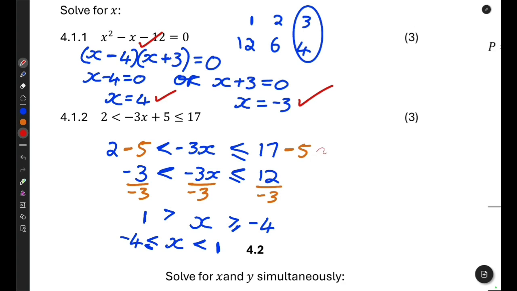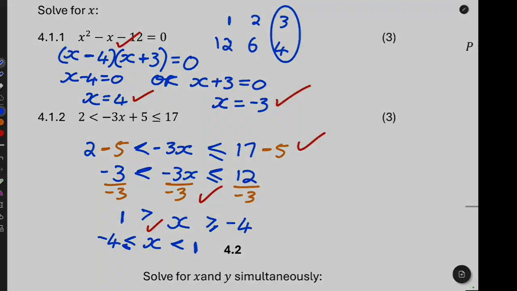I get marks for moving the 5 correctly, then for dividing by -3, but because it's only 3 marks, they're actually going to give a mark for your final answer, or sorry, I'm lying, for one of these 2 answers, and then for knowing to flip the signs. So the dividing by -3 and the flipping the signs would be the same mark. Please practice a few of those in your textbook if it is uncertain.